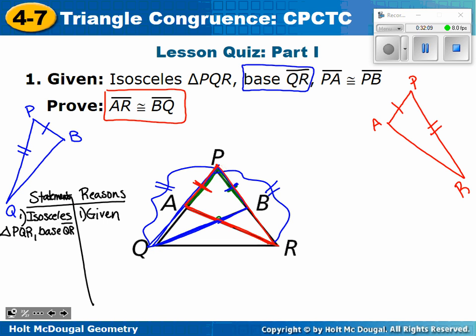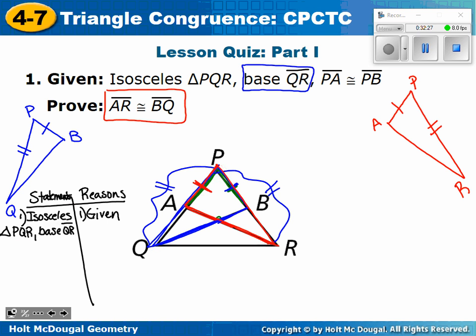So back in your mind, think, what did we say from that given about triangle PQR since it was isosceles? What did we say? What did we mark from that given? Okay, and which 2 congruent sides?